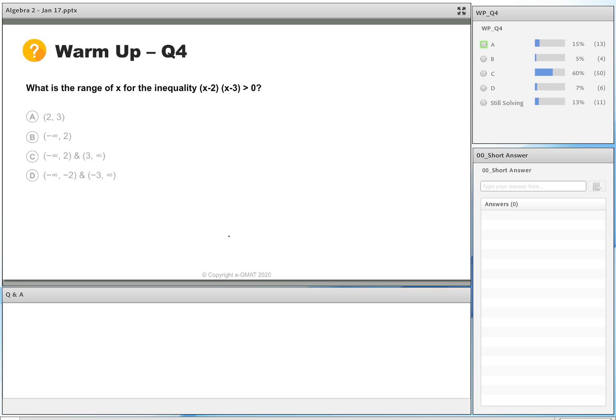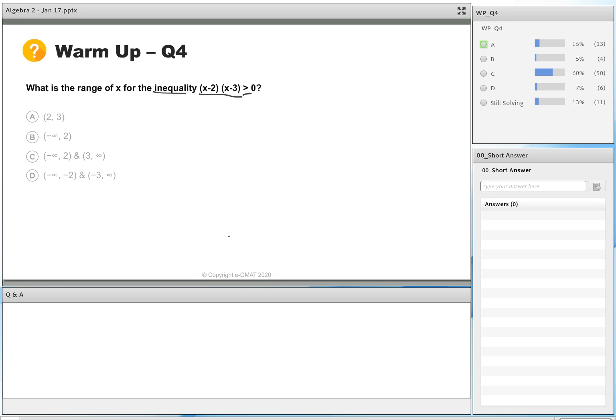All right. Now, what is the question that's given to me? What is the range of x for the inequality? And then I have two numbers. The value of the inequality is greater than 0. Essentially, the product of these two numbers, x minus 2 and x minus 3, is greater than 0.